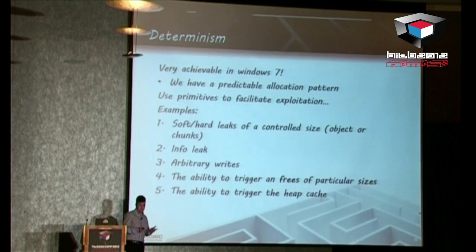We need a variety of primitives to help us in exploitation. That's just one, but we need a variety. We need possibly an info leak, a soft and hard leak of a controlled size, to defrag the heap like I said. Arbitrary writes possibly could help us a lot. The ability to trigger a free when we need to set a hole in the heap, maybe just before an object, if we're taking application data in the heap. The ability to trigger the heap cache might be really handy if we're exploiting the allocator via the heap cache.